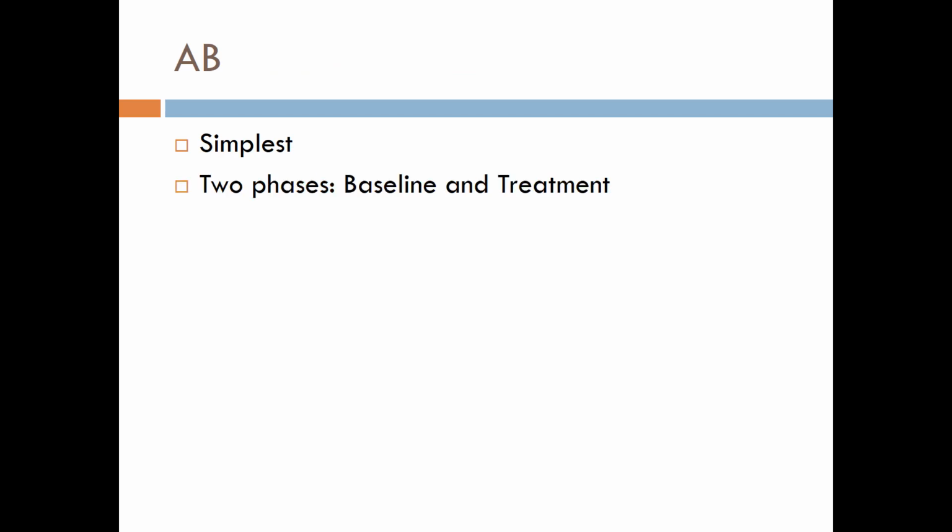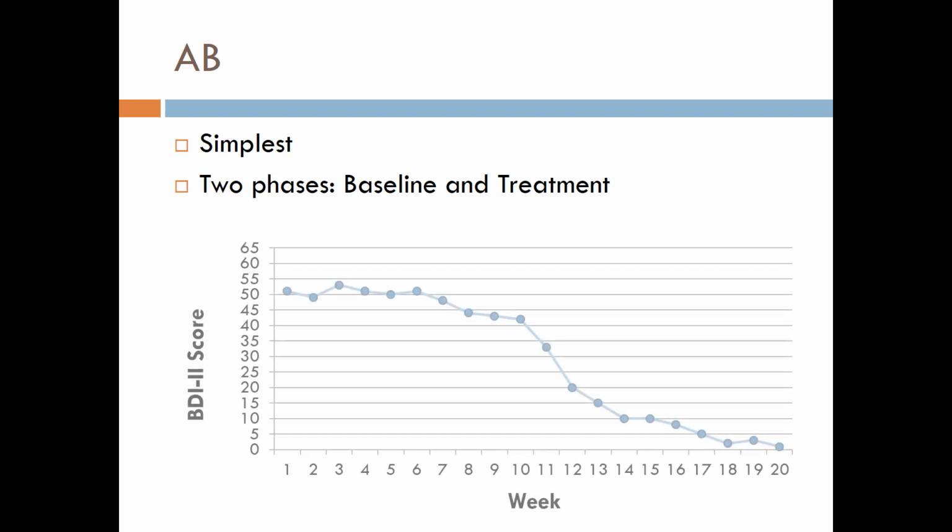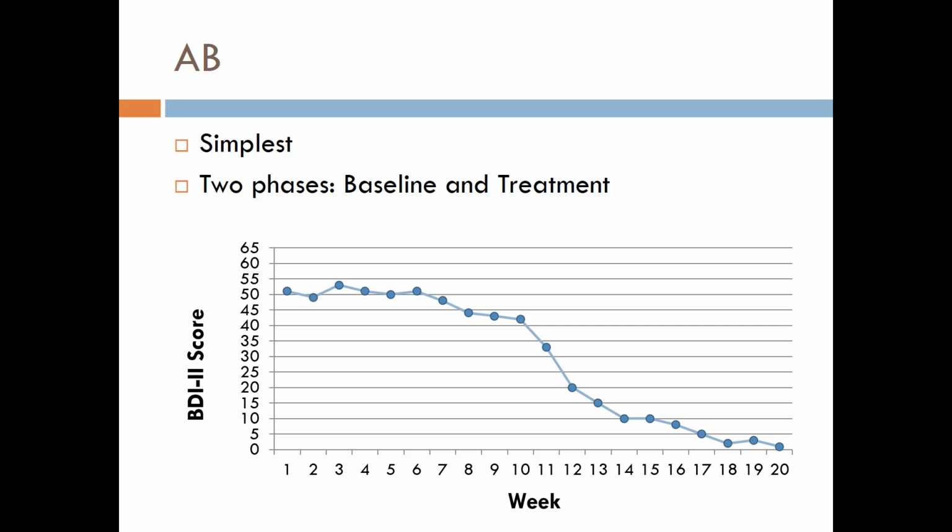Okay, so AB as a design is the simplest form that you can have. It just has two phases, the baseline and the treatment. So the A and the B. What would that look like? If this is the graph that I've been using this whole time, then we would have a baseline here in this case of four weeks, and then we would have the treatment. So this is an A-B design.